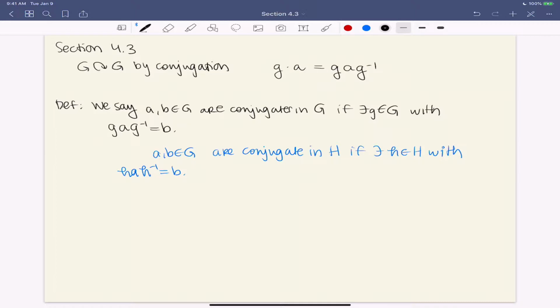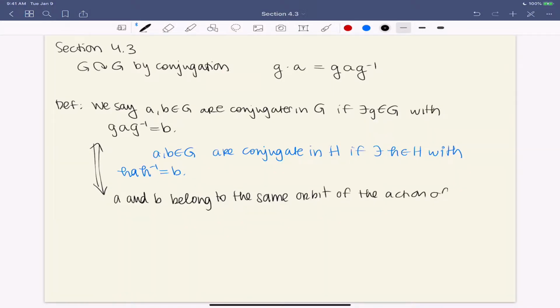Anywho, so this is the same, right? So this definition is the same as saying that a and b belong to the same orbit of the action of G on itself by conjugation.